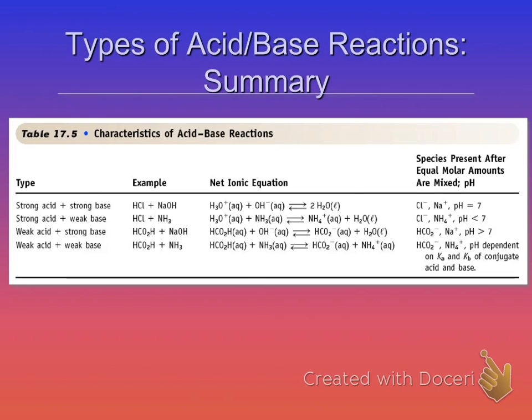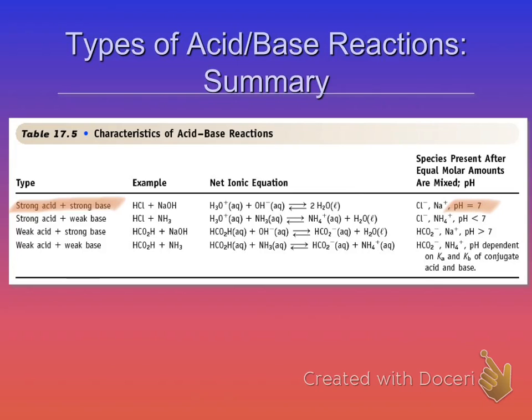But it's kind of neat to see that if we've got a strong acid and a strong base, this top one up here, like HCl and sodium hydroxide, we're going to mix those two together, and we should find that at the end of the day we get a pH equal to 7.